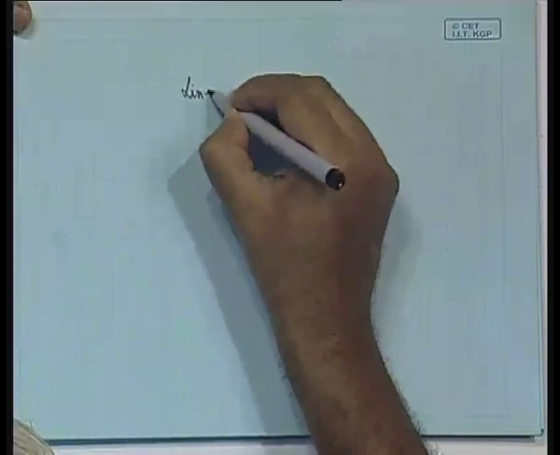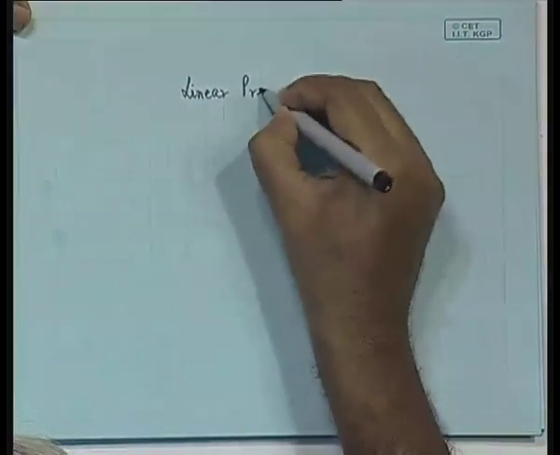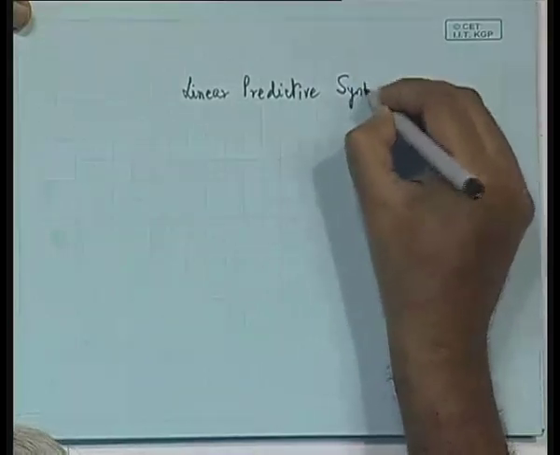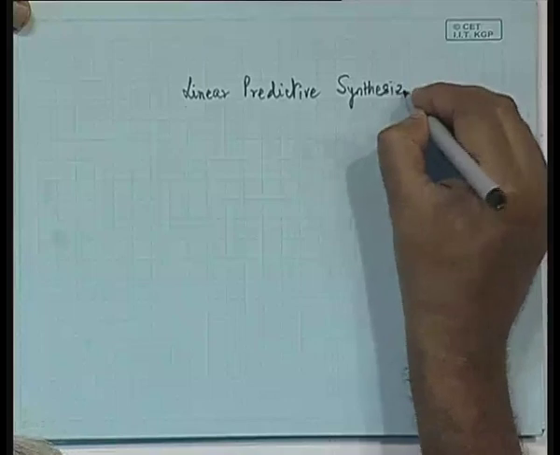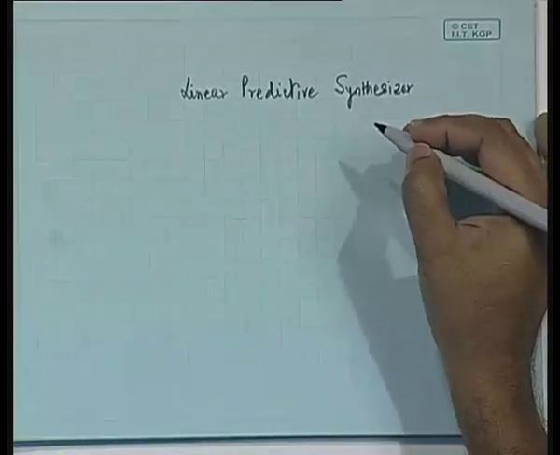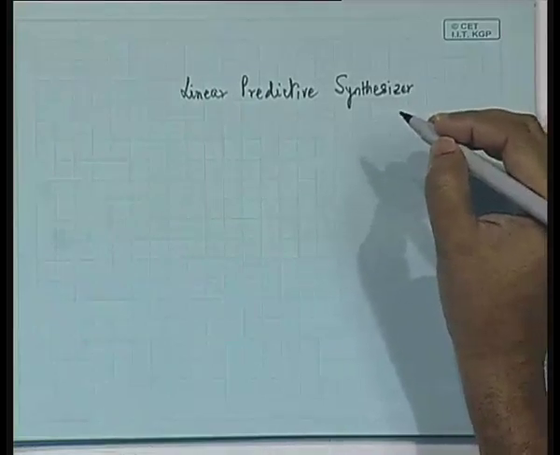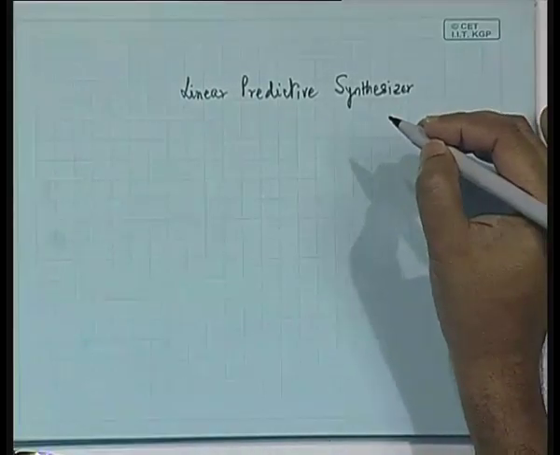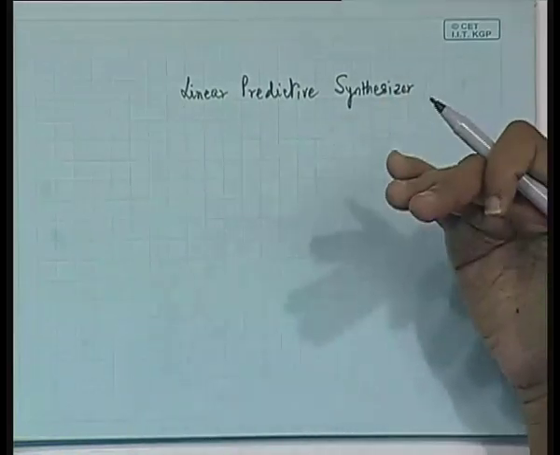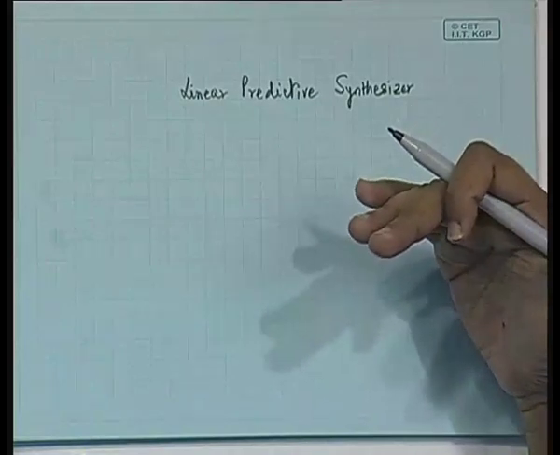We will be discussing the linear predictive synthesizer, and also certain byproducts of LPC. LPC can be used to improve the pitch detection performance. The pitch detection approach we have already discussed, when we learnt about the autocorrelation approaches, etc.